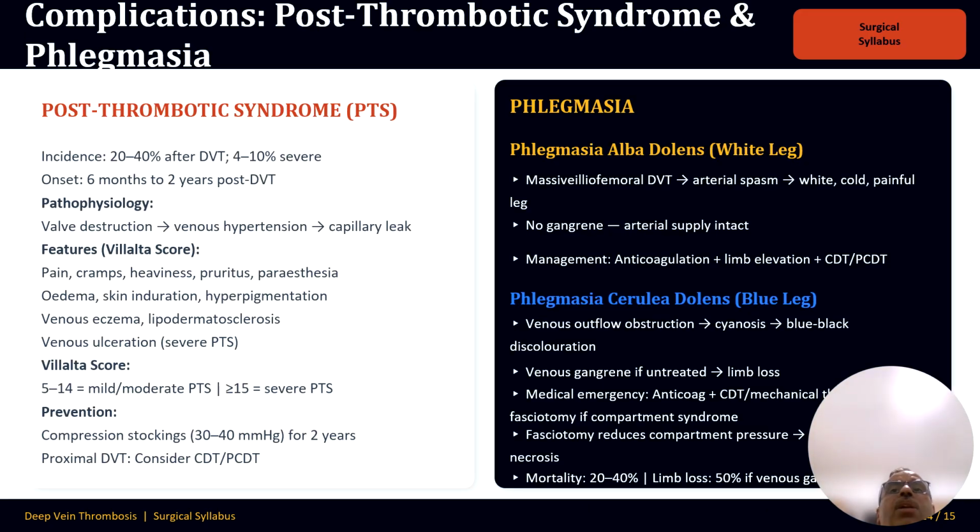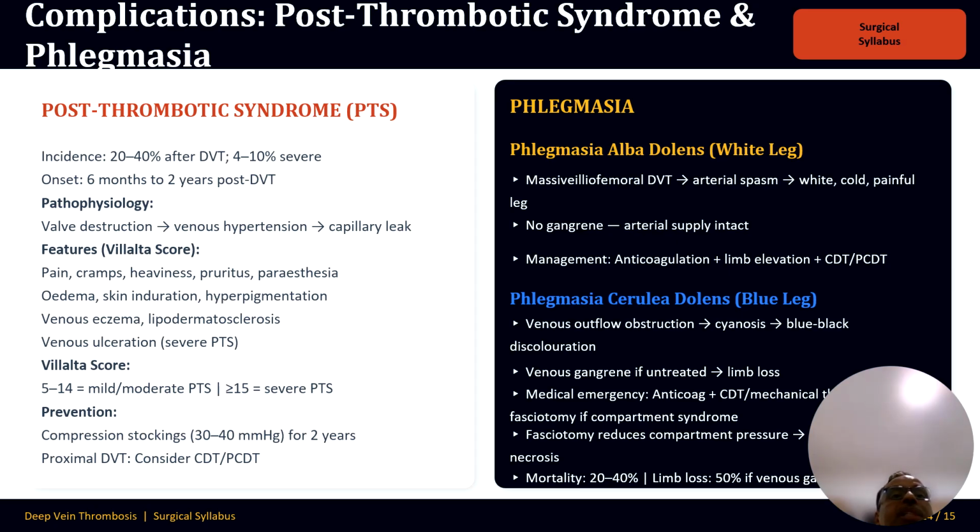And lastly, we will come to another very important complication, and that is post-thrombotic syndrome and phlegmasia. What is post-thrombotic syndrome or PTS? The incidence is 20 to 40% after a DVT, and 4 to 10% of this may be severe. Generally, it occurs 6 months to 2 years following an episode of deep vein thrombosis. And the pathophysiology of post-thrombotic syndrome is valve destruction because of DVT, leading to venous hypertension and capillary leakage.